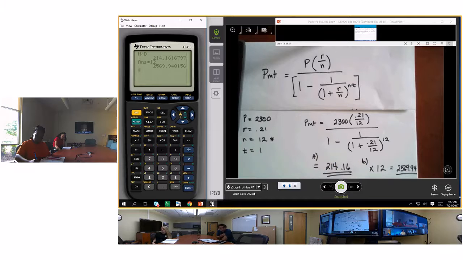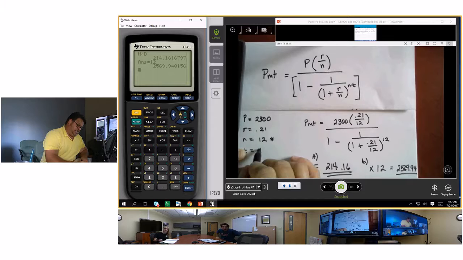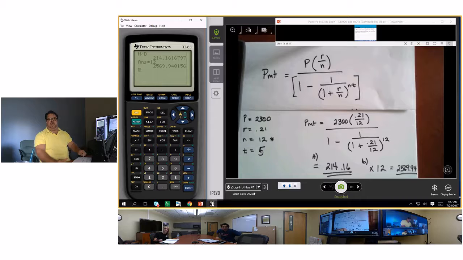So for that $2,300, you basically gave them $269 out of your pocket, or whatever it comes out to be. Now do it in 5 years. And this is where you're going to see how they make their money. Instead of T equal to 1, let's say it takes you 5 years to pay that off. Let's go back to the real world.